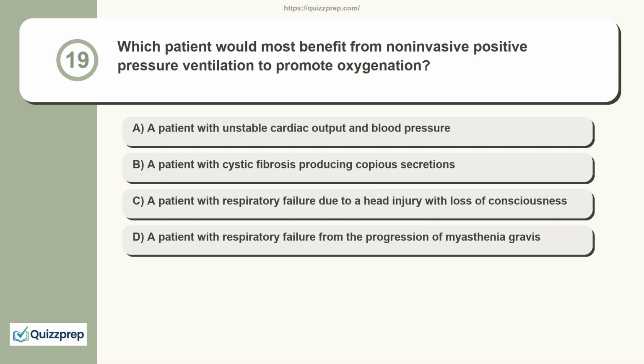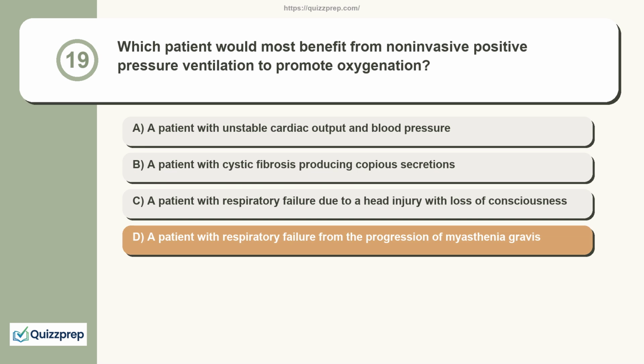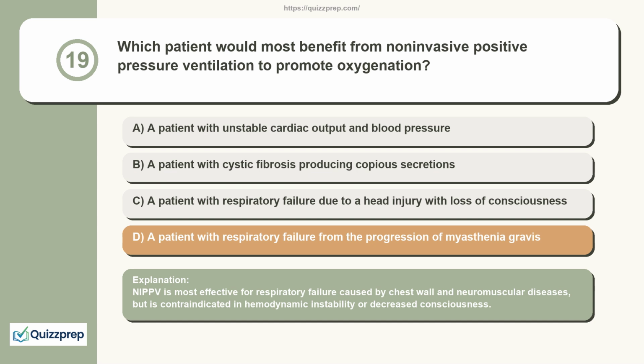Question 19. Which patient would most benefit from non-invasive positive pressure ventilation to promote oxygenation? A patient with unstable cardiac output and blood pressure. A patient with cystic fibrosis producing copious secretions. A patient with respiratory failure due to a head injury with loss of consciousness. A patient with respiratory failure from the progression of myasthenia gravis. NIPPV is most effective for respiratory failure caused by chest wall and neuromuscular diseases, but is contraindicated in hemodynamic instability or decreased consciousness.